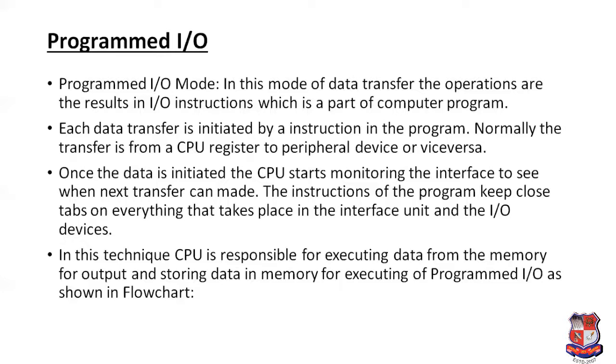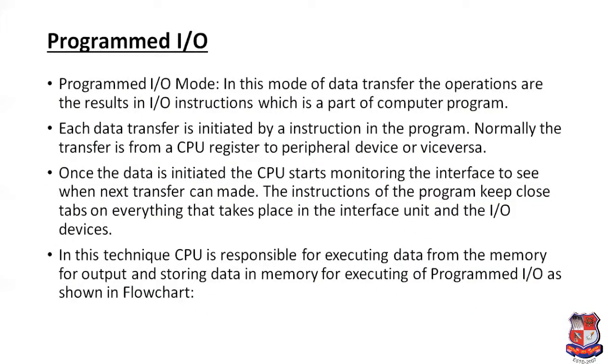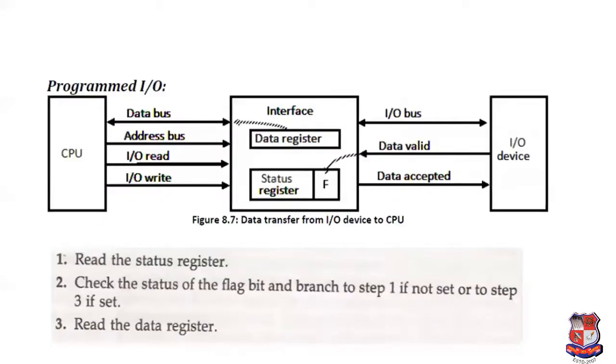The instructions of the program keep close tabs on everything that takes place in the interface unit and the I/O devices. In this technique, the CPU is responsible for extracting data from the memory for output and storing the data in memory for input, as shown in the flowchart of programmed I/O. Now, the figure is showing the programmed I/O and data transfer from I/O devices to CPU.